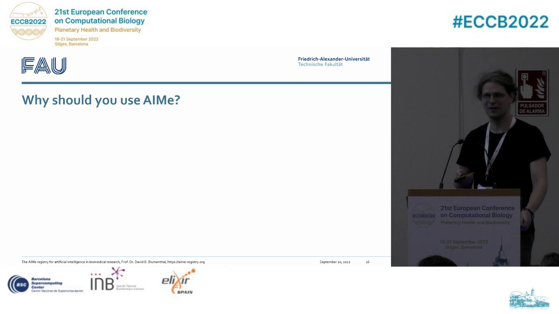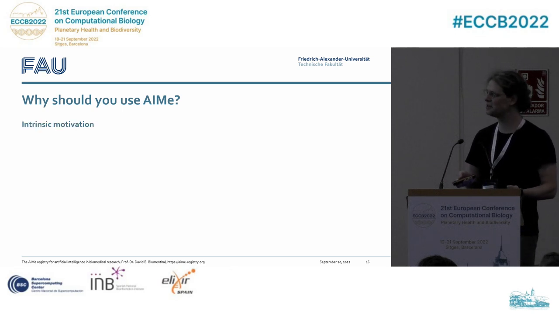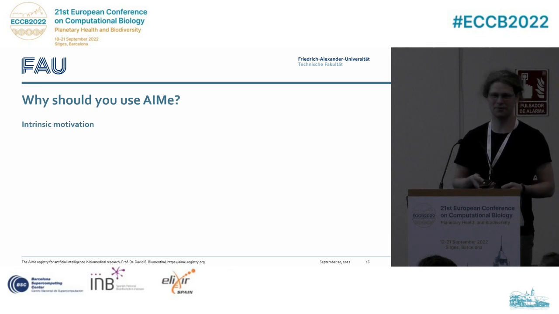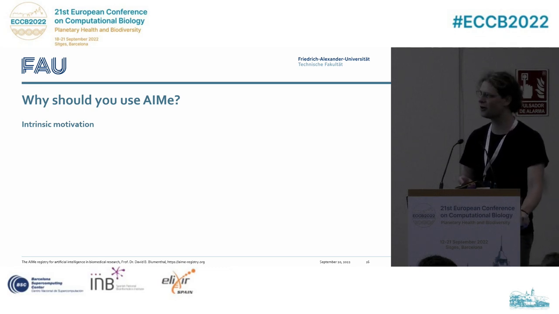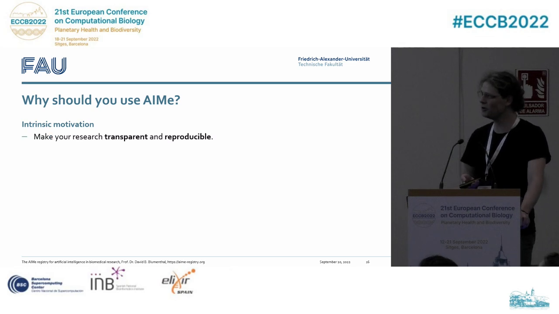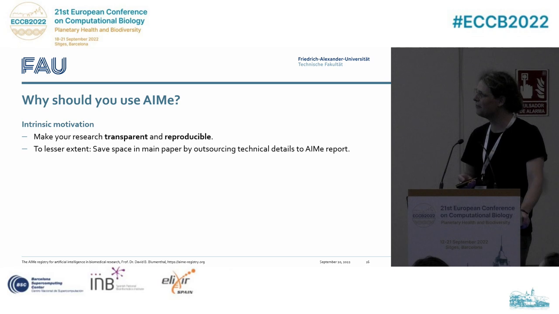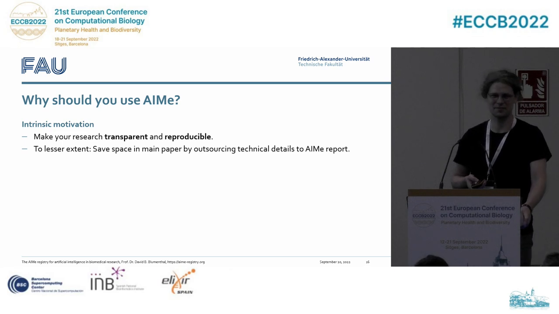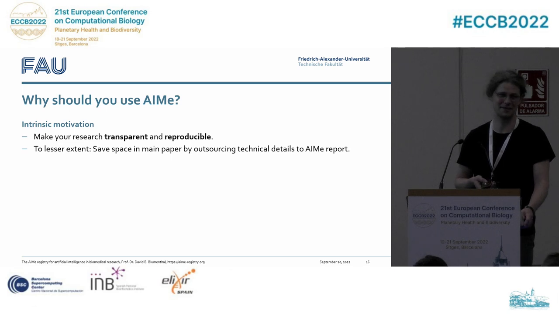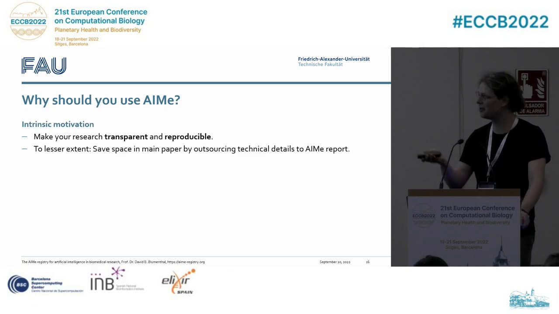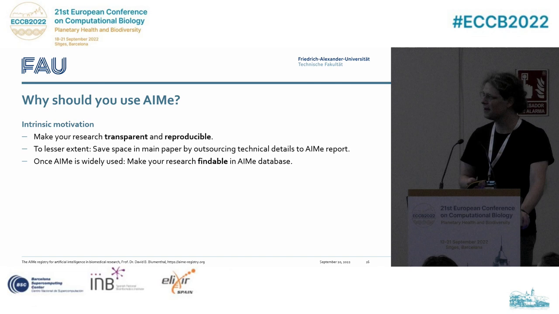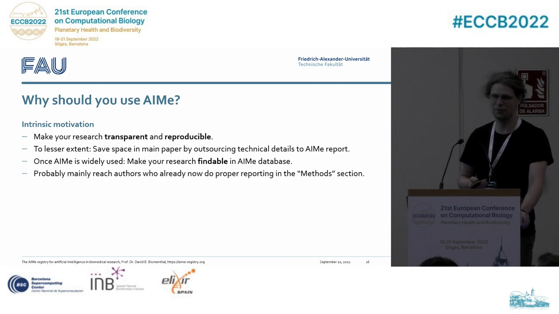Of course, in principle, you might have intrinsic motivation to do this because you want to do things the right way. You want to provide information about your method. You want to make your research transparent and reproducible. And maybe to a lesser extent, you want to save some space in the main paper because these a bit boring details sometimes take a lot of space, and you can provide them here. But all of these things, I think, mainly refer to people who do it the right way anyway. So we would also write a good methods section where a lot of this information is actually available.